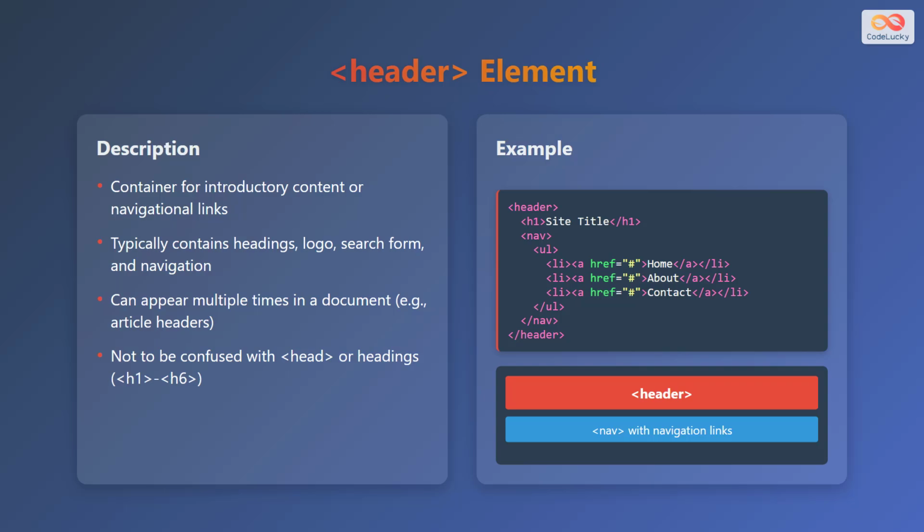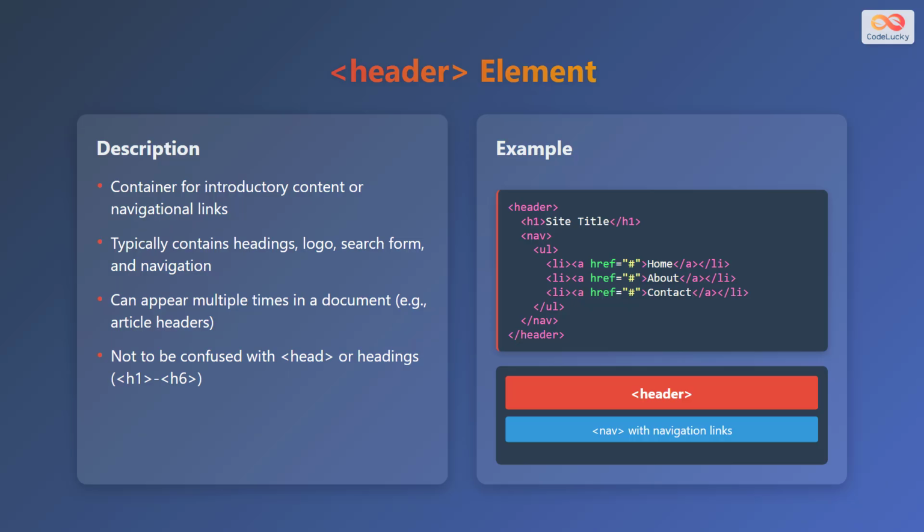Let's take a closer look at the header element. The header element is a container for introductory content or navigational links. It typically contains headings, a logo, a search form, and navigation. It can appear multiple times in a document, for example, in article headers. It should not be confused with the head element or heading tags like H1 through H6.